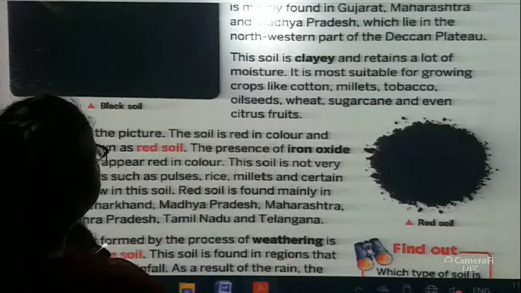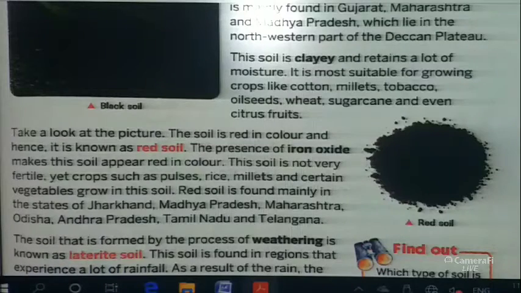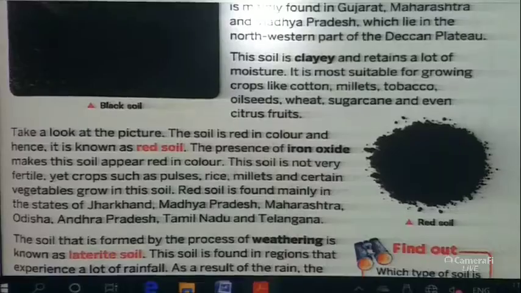Okay, so what type of soil is it? It retains a lot of moisture. And what crops can be grown? Cotton, millets, tobacco, oilseeds, wheat, sugarcane, and even citrus fruits. And what are citrus fruits? Citrus fruits are oranges. Okay.